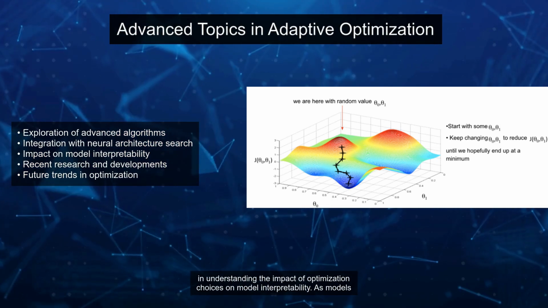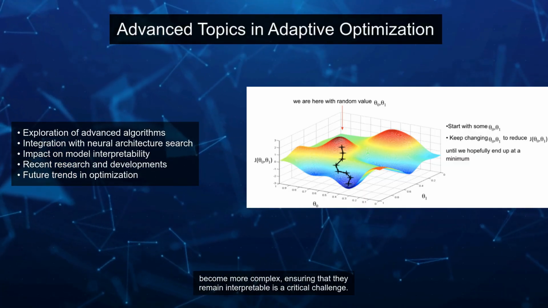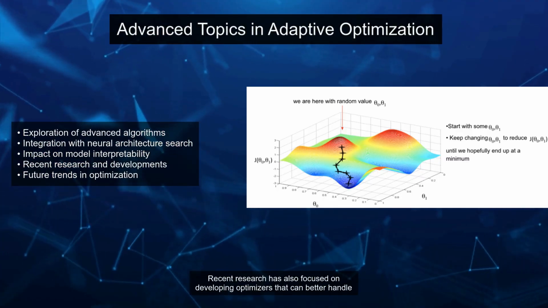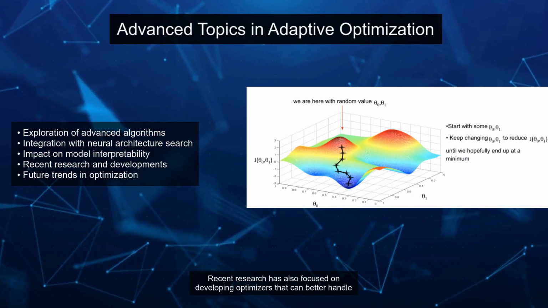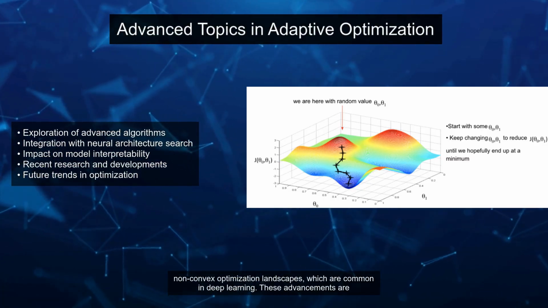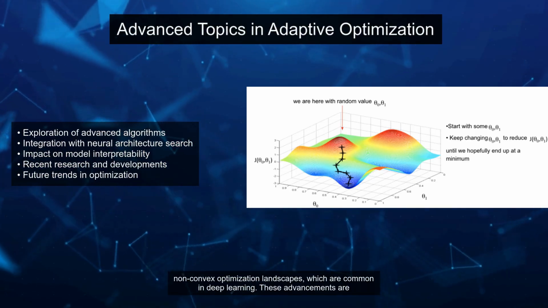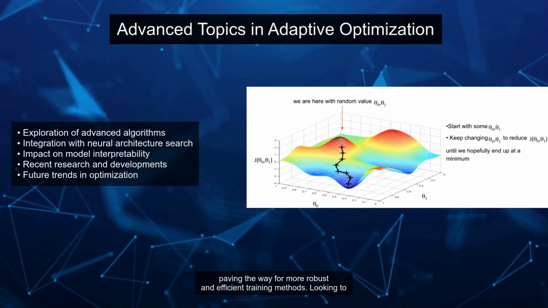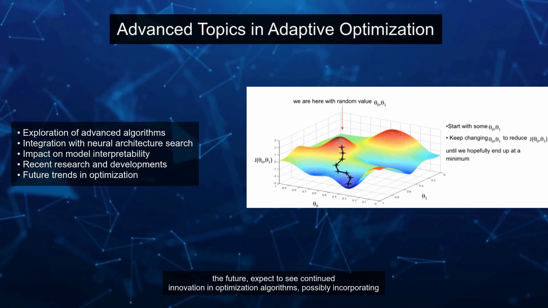Additionally, there is growing interest in understanding the impact of optimization choices on model interpretability. As models become more complex, ensuring that they remain interpretable is a critical challenge. Recent research has also focused on developing optimizers that can better handle non-convex optimization landscapes, which are common in deep learning. These advancements are paving the way for more robust and efficient training methods.